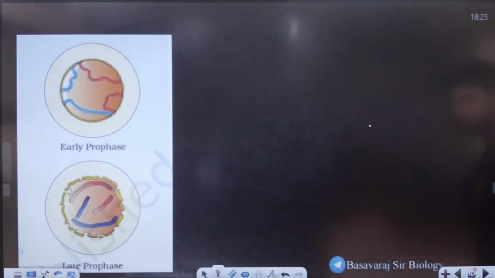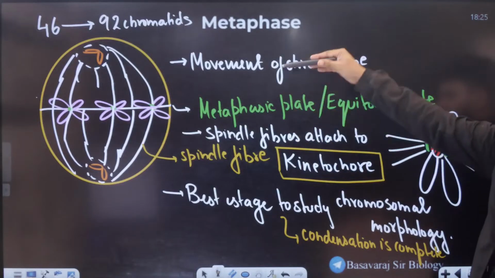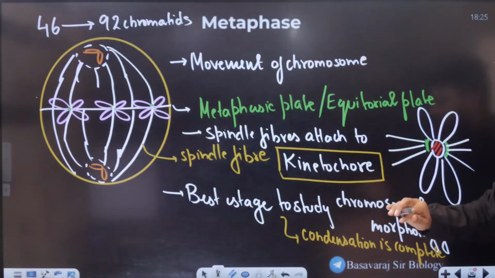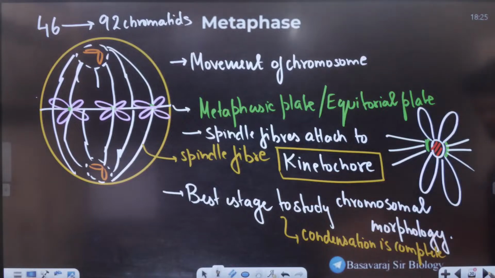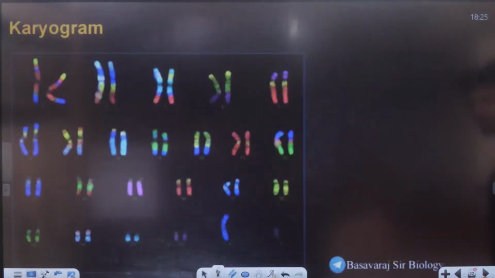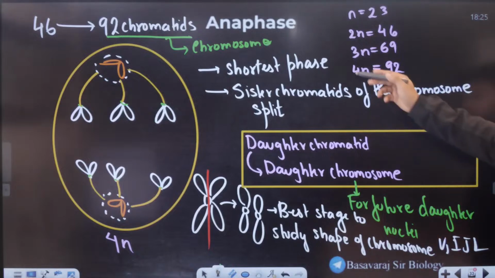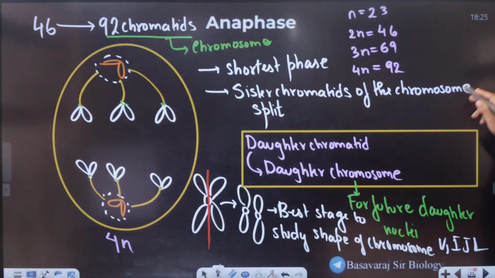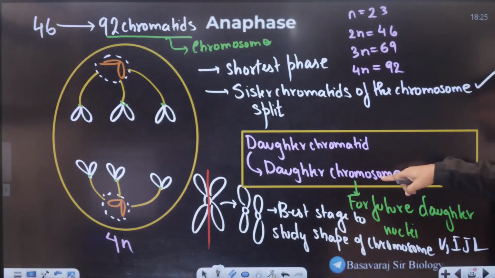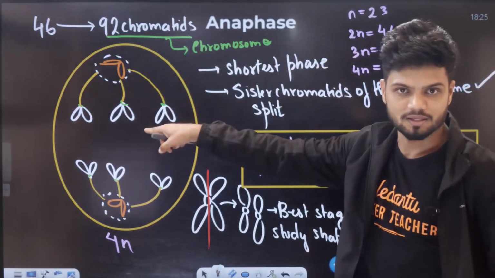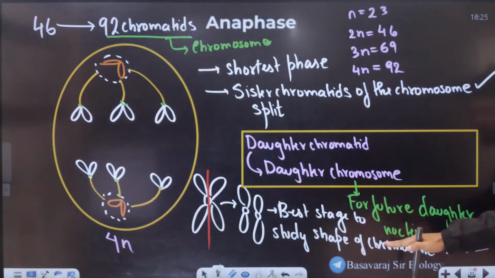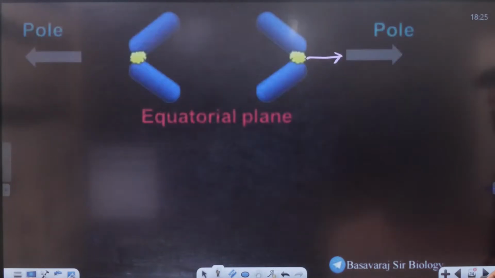Okay. Then we learned about metaphase, metaphasic plate, movement of chromosomes, spindle fiber attached to the kinetochore. Best stage to study the chromosome morphology. Then we learned about anaphase, shortest phase, sister chromatids split. Okay, they will completely split open. Daughter chromosome will act like chromosome. So in total we have 92 chromosomes here. Best to study the chromosome shape.